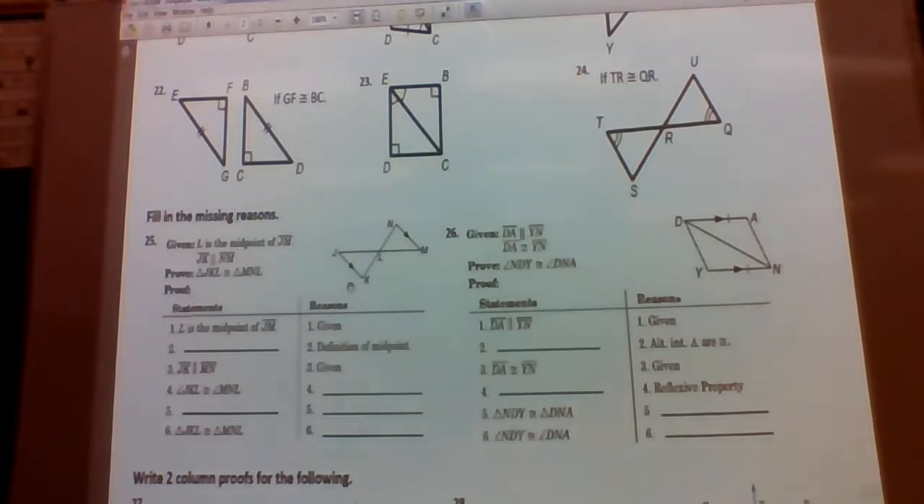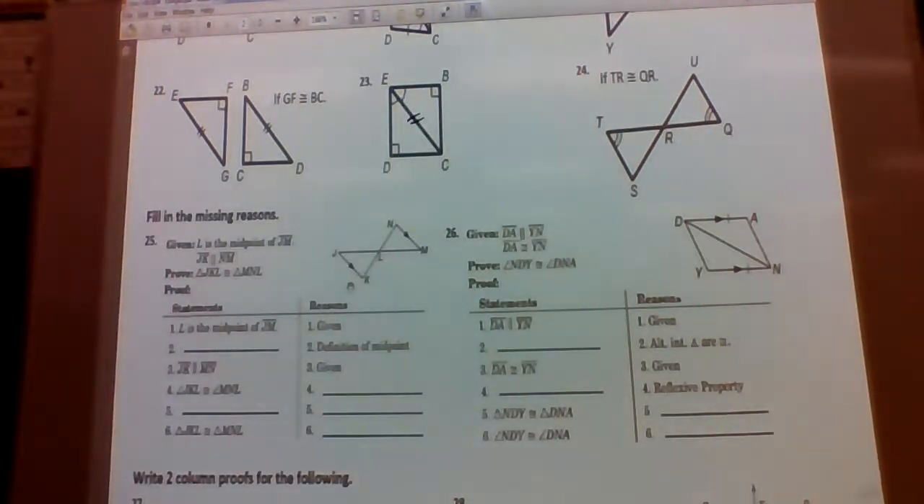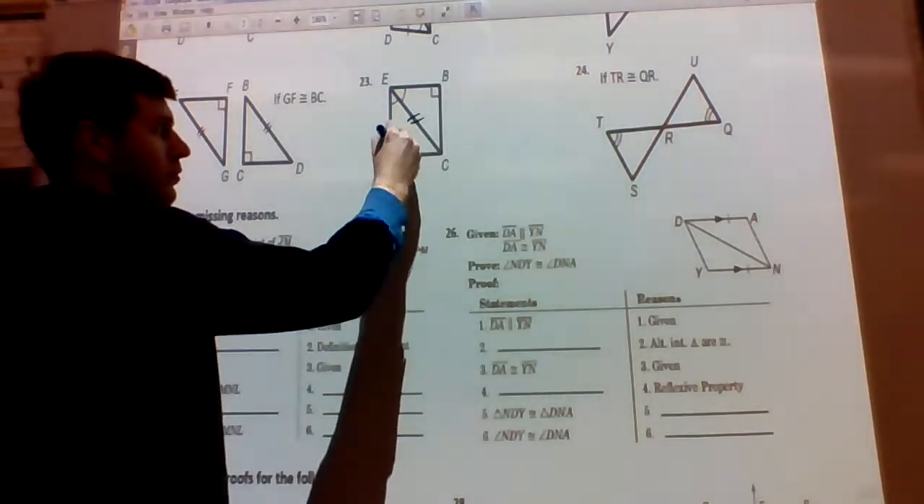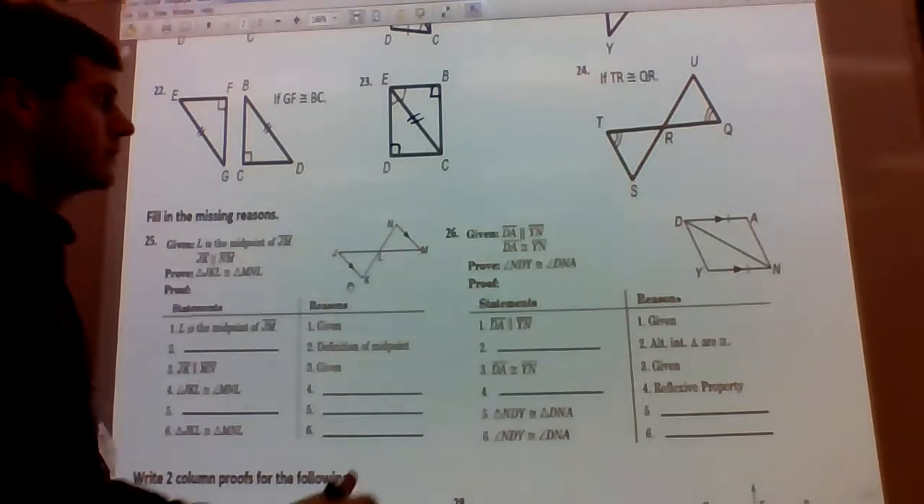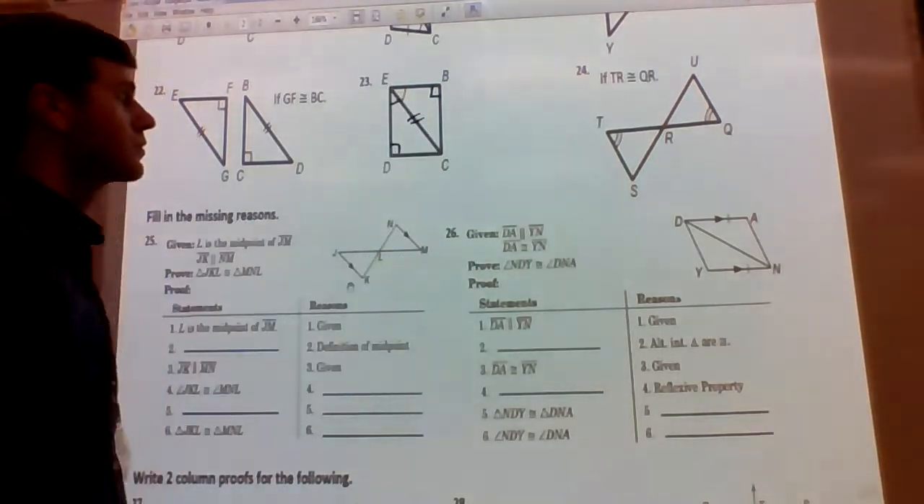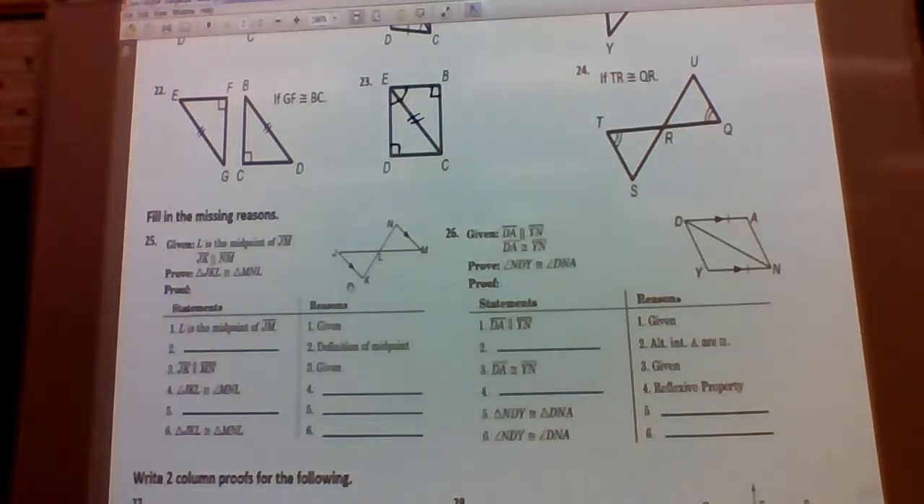Number 23, we have shared sides. We know right angles are congruent by the right angle theorem. They're telling us angle DEC is congruent to angle BEC. So we have three corresponding parts that are congruent. Let's see if we can use one of our postulates.